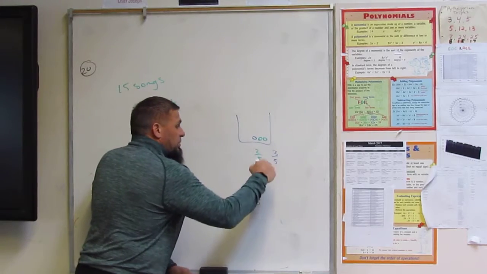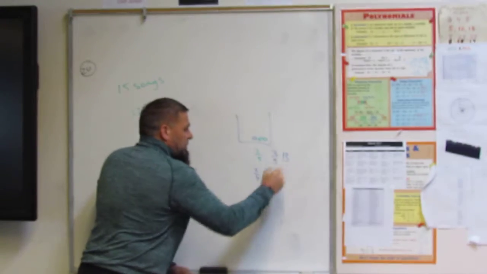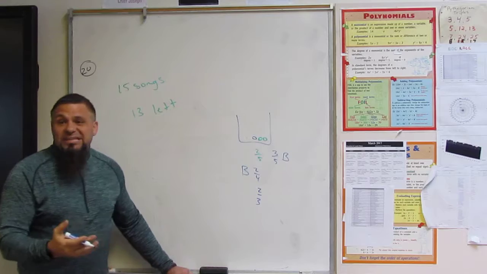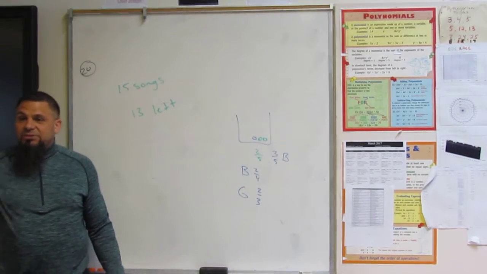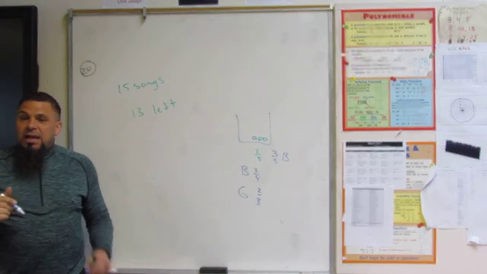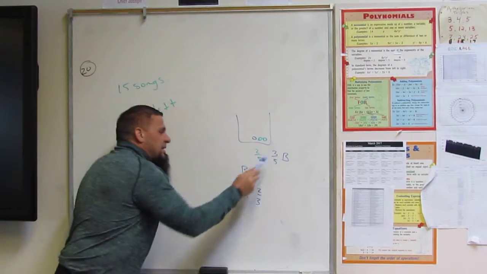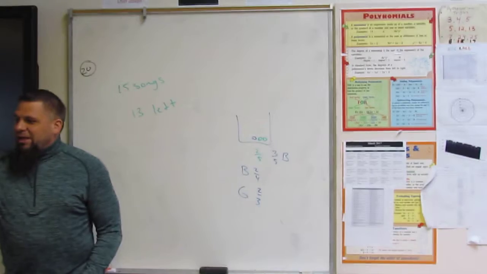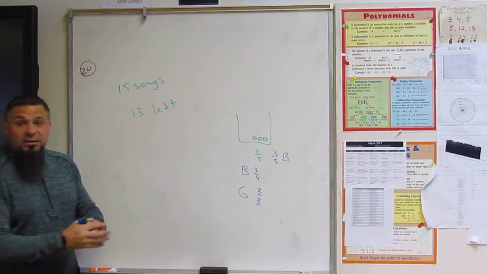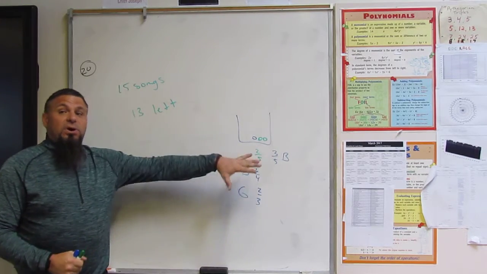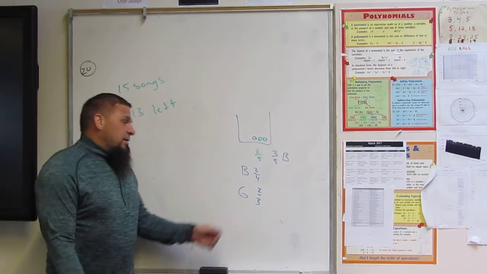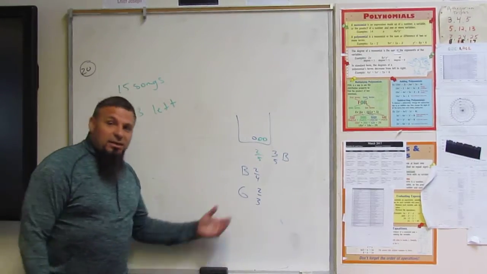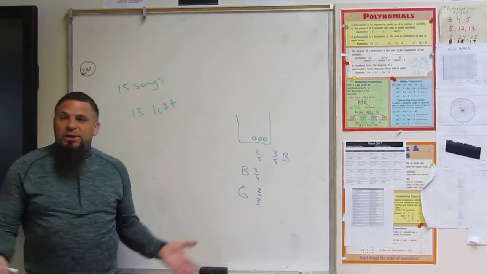So this was a blue, this was a blue after a blue was taken, and this was a green after 2 blues were taken. Now, what's the probability of doing it in that row? That's dependent on each other. Before, it was independent of each other.